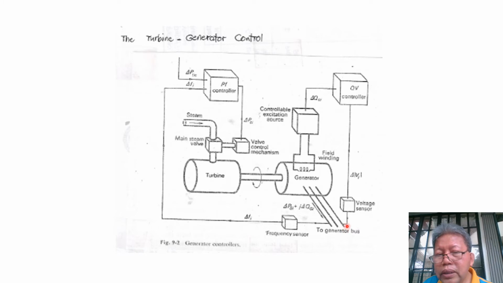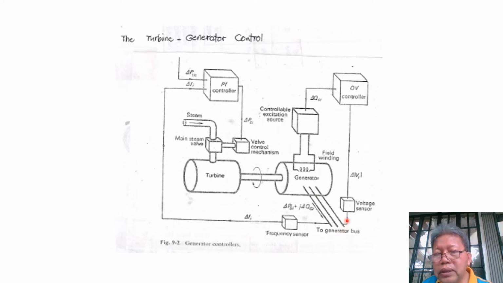voltage measured here is lower than the rated voltage, and when it is processed in the QB controller, it will cause an increase in the field winding current, in order that more flux will be produced in the field winding, and so therefore the generator will be able to generate more, to go up to its rated voltage.